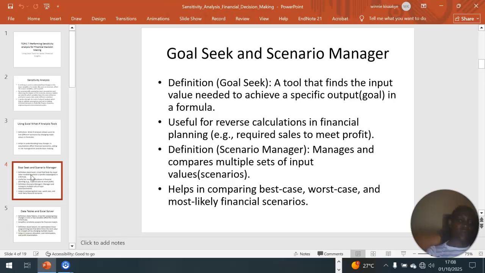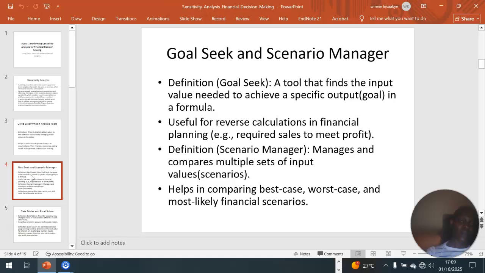So with goal seek, you use that tool to find the input value needed to achieve a specific output. First of all, it is a reverse calculation. What we mean is, in order to use this tool, you need to know the goal that you want to achieve, and basing on that goal, you find the input value that you need to achieve that specific goal.